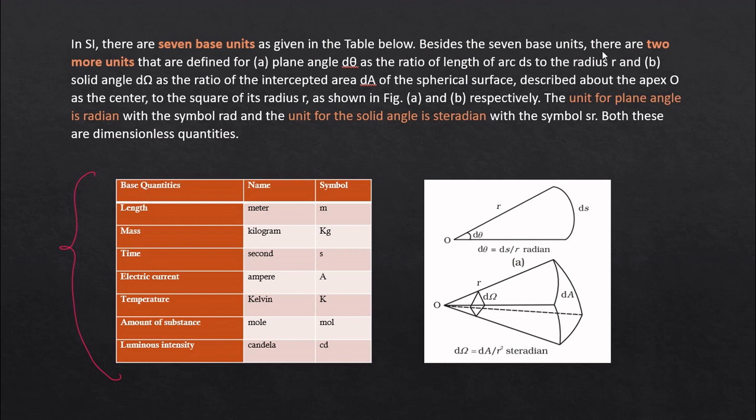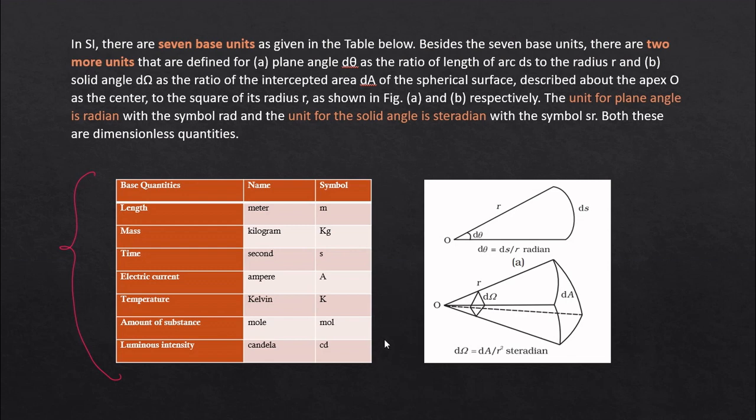Besides the 7 base units, there are 2 more units which we measure as the angle. So this angle, like d theta, and this type of angle is called the solid angle. So these are the 2 different units apart from these 7 base units.